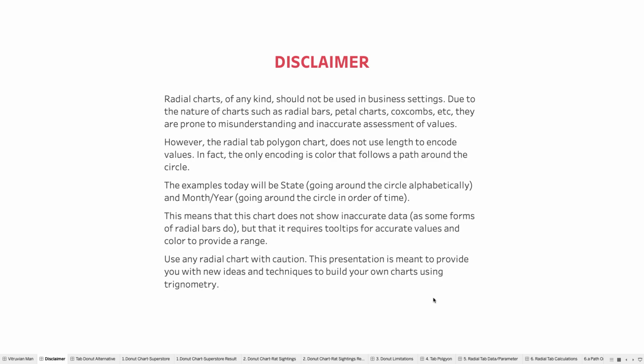So the examples today are going to be state. We're going to use state going around the circle alphabetically, which is what I used in my visualization. And I'll also show an example of a month year, so using something over time, which also can be good for circular charts.